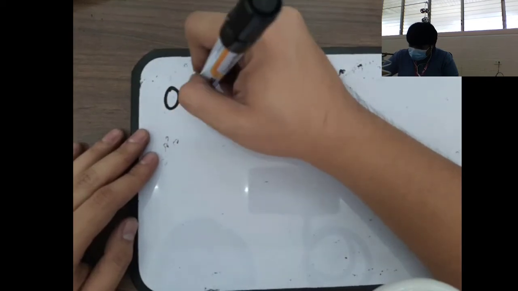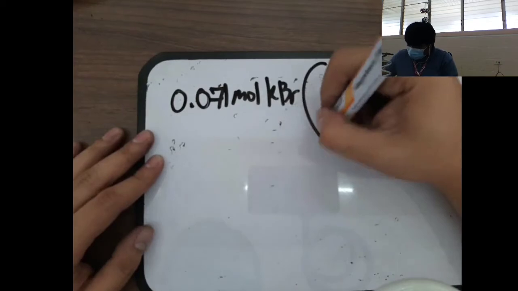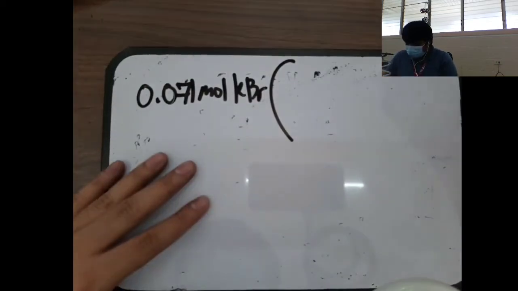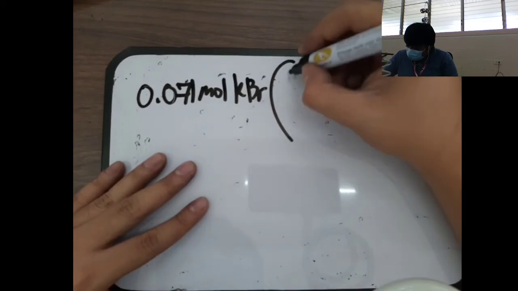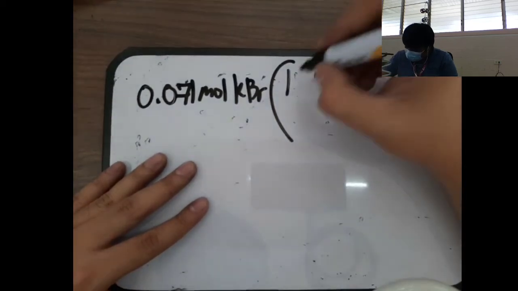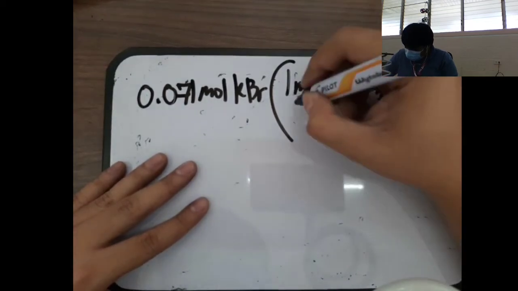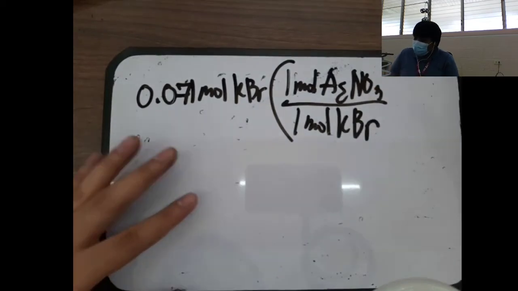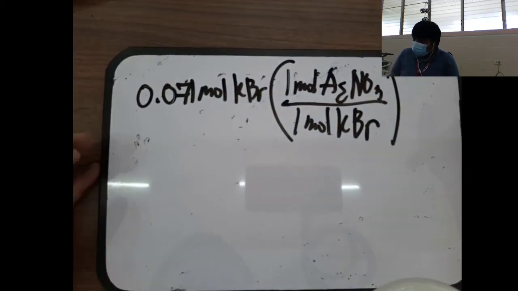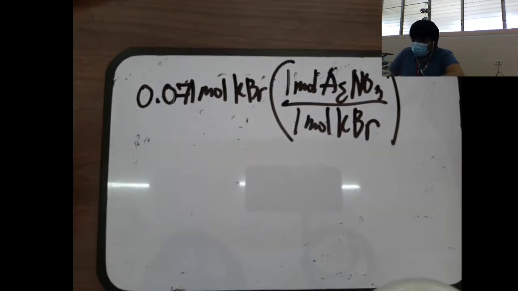From 0.071 mole potassium bromide, we calculate the moles of silver nitrate based on our balanced equation, 1 mole over 1 mole. Going back to our balanced equation earlier, oh, I did not write the balanced equation. I'm so sorry about that.